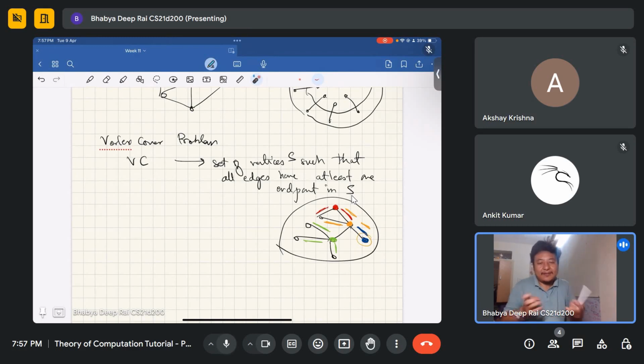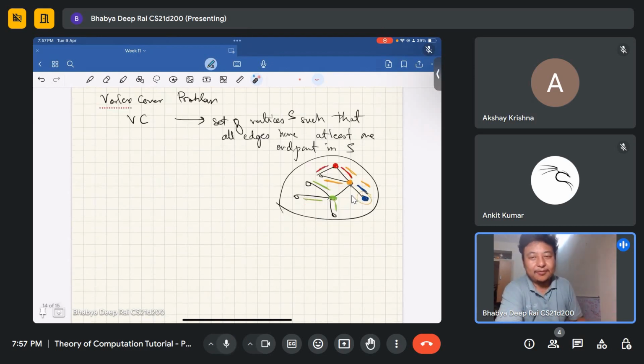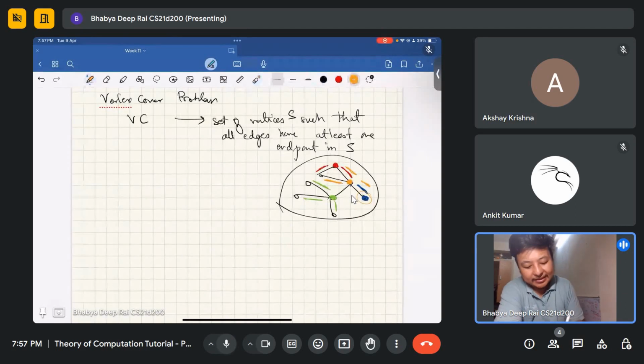So similarly, Facebook may be interested in finding, within the graph of friendships, whether there exists a vertex cover of a certain size or not. Right. So similarly, this is a problem, and VC is known to be NP complete.